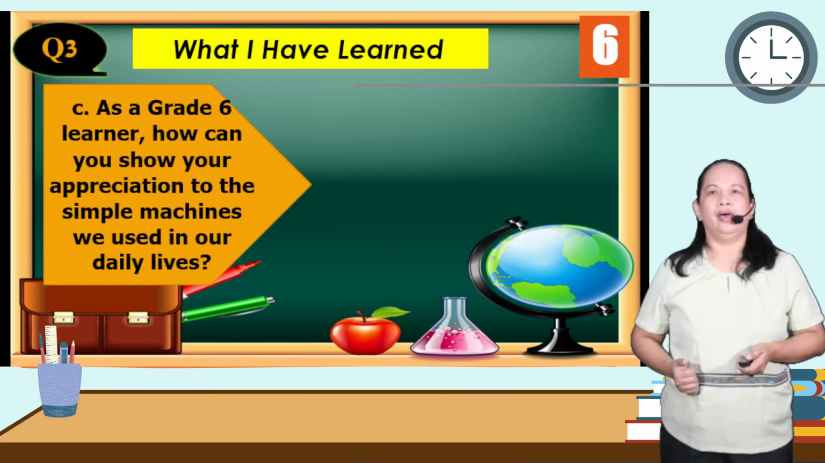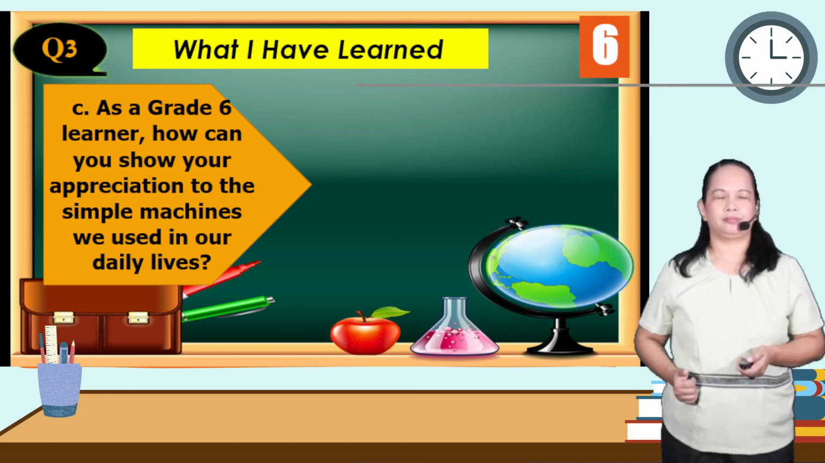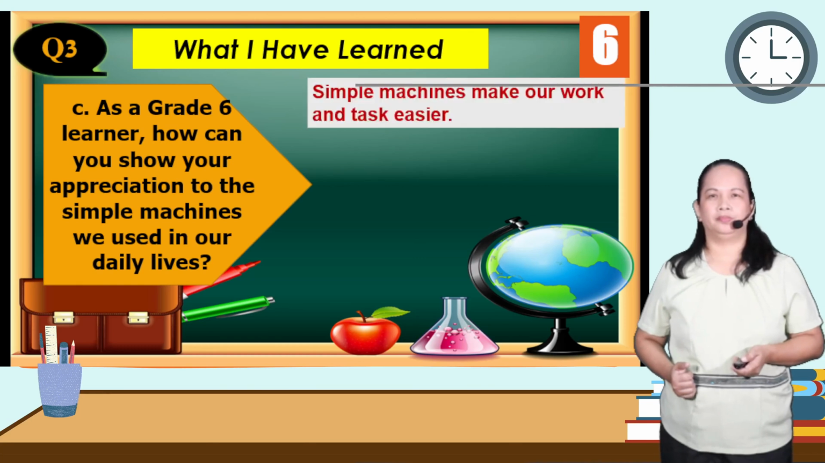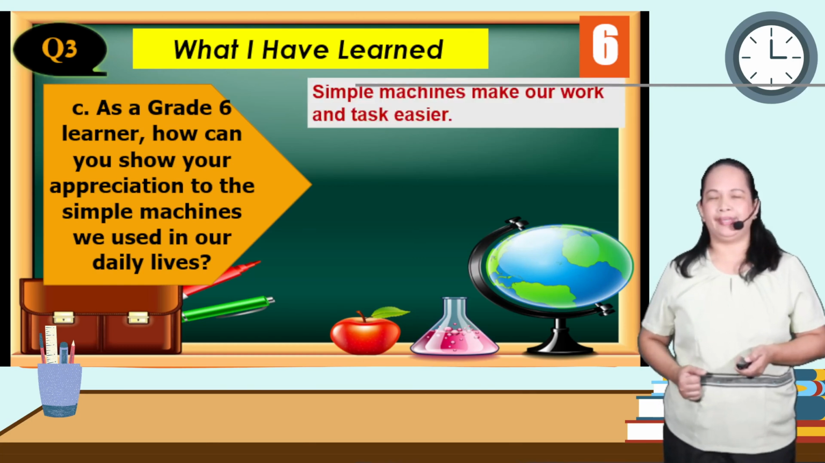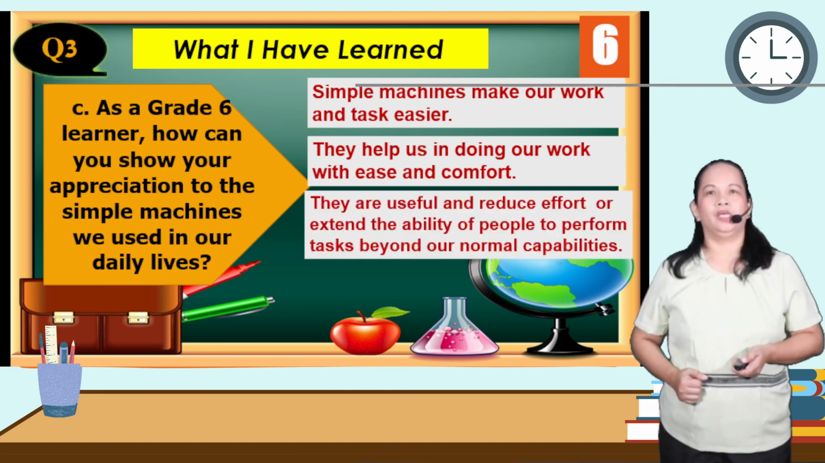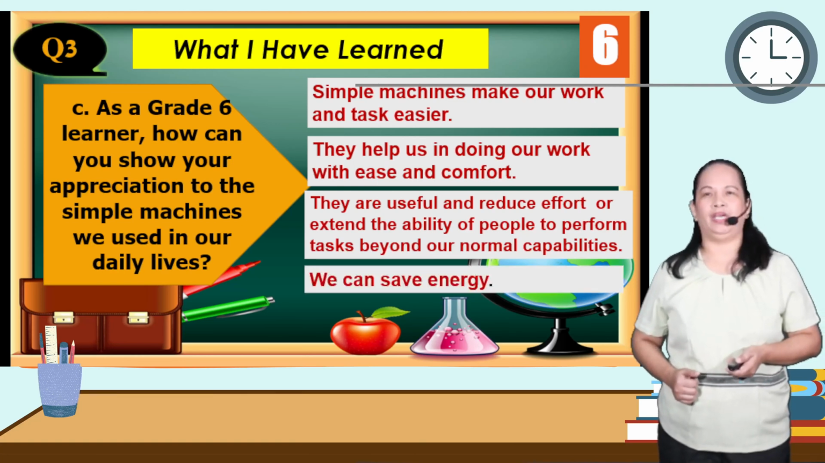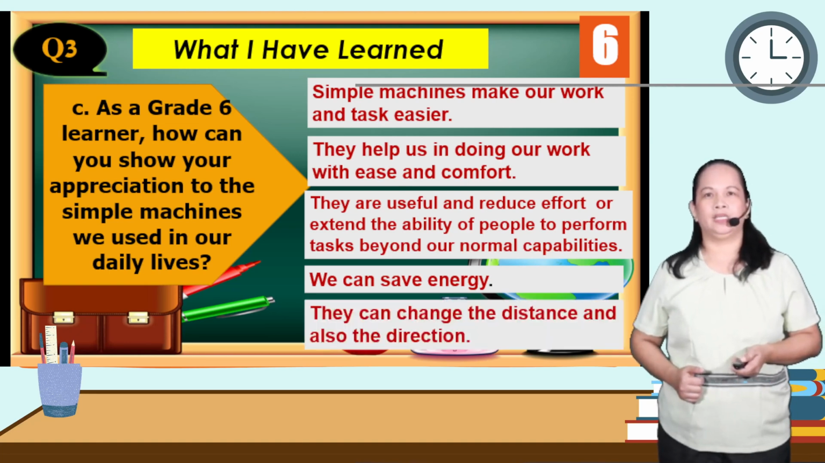Okay, another question. As a grade 6 learner, how can you show your appreciation to the simple machines we use in our daily lives? You can comment your answer in the comment box. Okay, so the simple machines make our work and tasks easier. And then they help us in doing our work with ease and comfort. They are useful and reduce effort or extend the ability of people to perform tasks beyond our normal capabilities. And we can save energy by using these simple machines. And then the simple machines can change the distance and also the direction. So very good, grade 6 learners. I know that some of these are your answers.